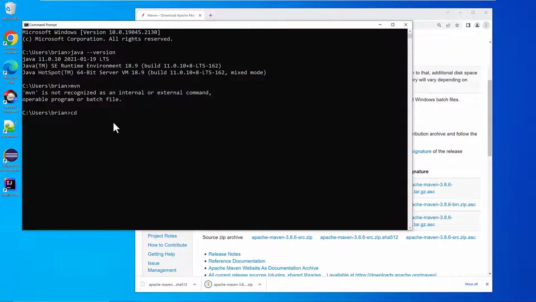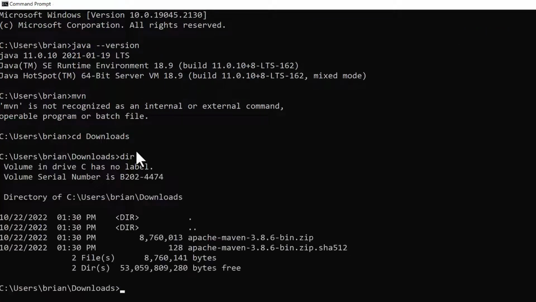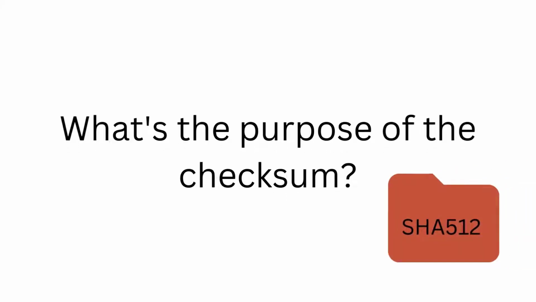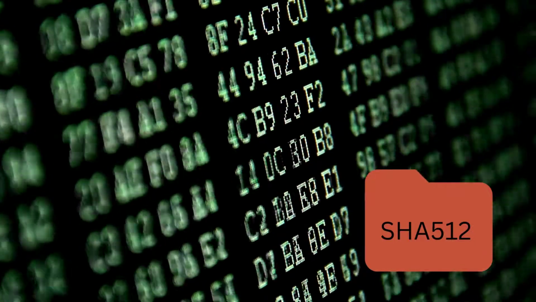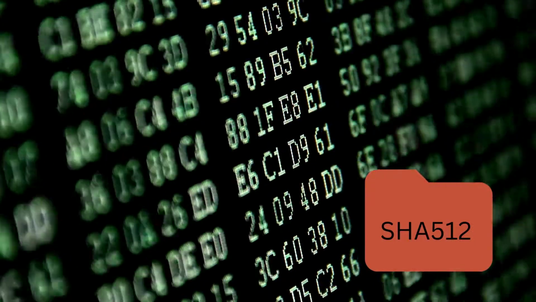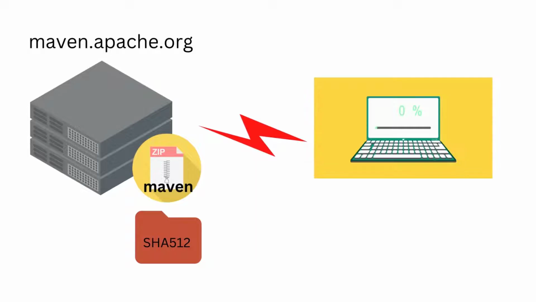Going back to the command prompt, let's cd into the downloads directory and run dir. We see that we have our zip file as well as our checksum file with the extension SHA-512. So what's the purpose of the checksum file? In this case, the SHA-512 file. The file contains a string of 128 hexadecimal characters, which is the output of the SHA-512 hashing function.